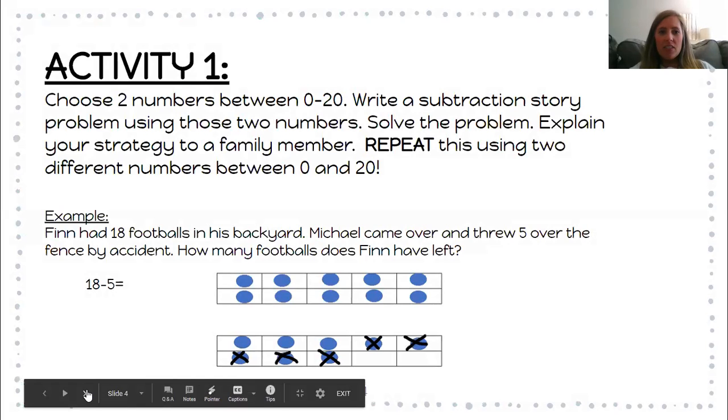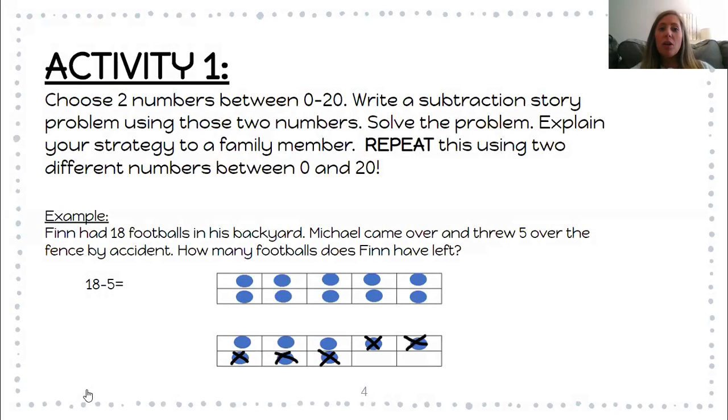All right, and then activity number 1, you're going to choose 2 numbers between 0 to 20, and you're going to write a subtraction story problem using those 2 numbers. You're going to then solve the story problem and explain your strategy to a family member. We want you guys to do this at least 2 times. So you're going to write 2 different subtraction story problems.